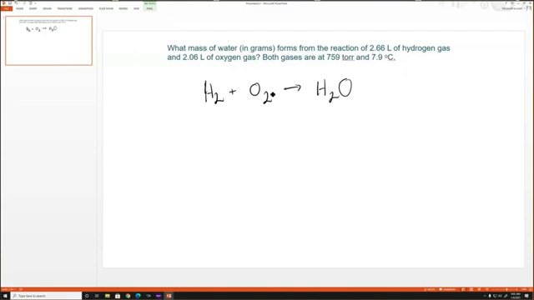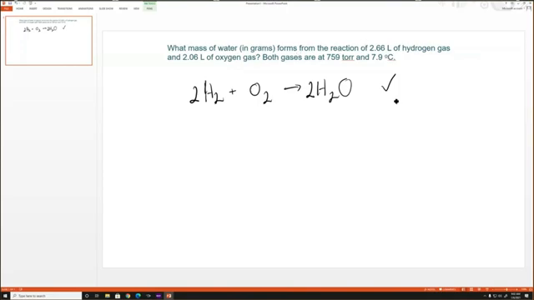So H2s are balanced, O2s are not. So we put a 2 there and a 2 there. Now we have 4 hydrogens on the left, 4 hydrogens on the right, 2 oxygens on the left, 2 oxygens on the right. So it's all balanced. The next thing, you can go 2 different routes here.